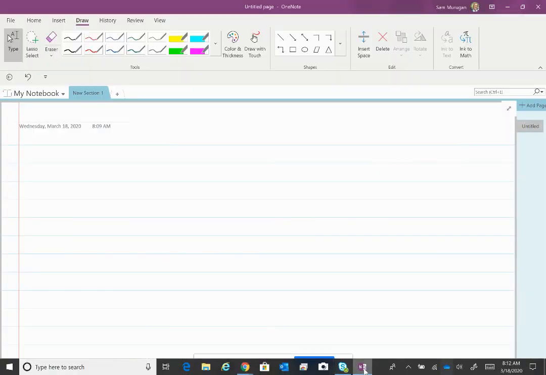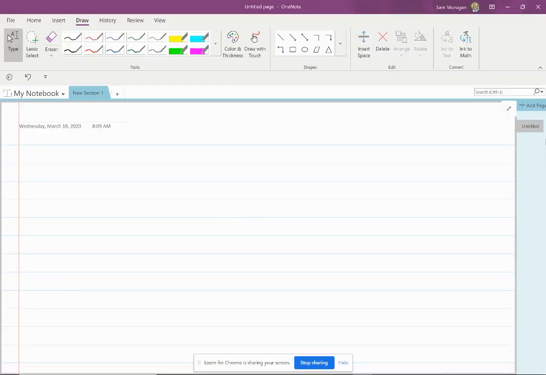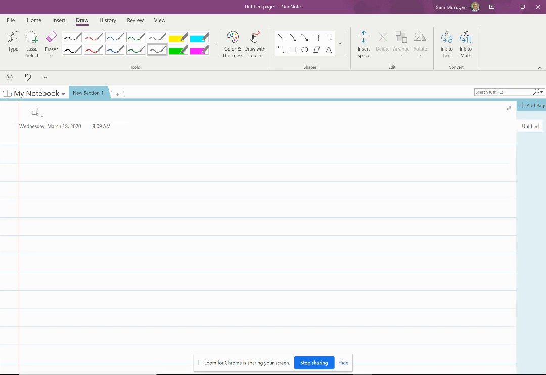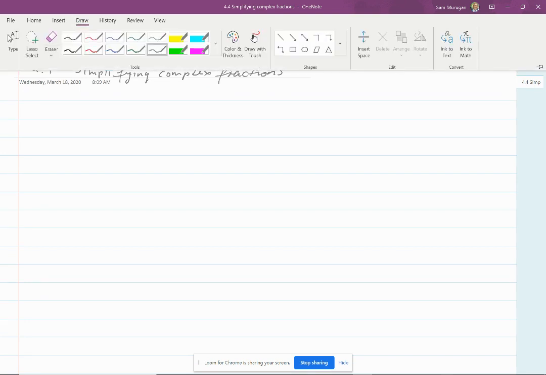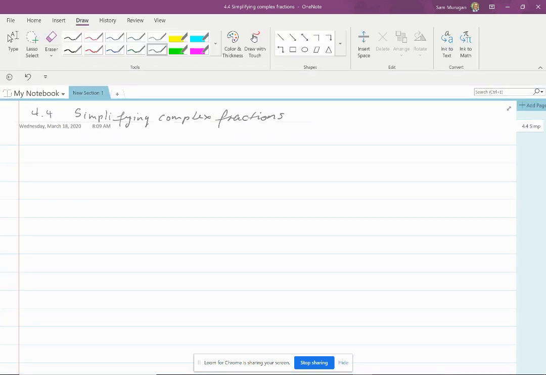All right, so we're going to begin chapter 4.4, which is simplifying complex fractions. And I wanted to go ahead and give you a definition of complex fraction.